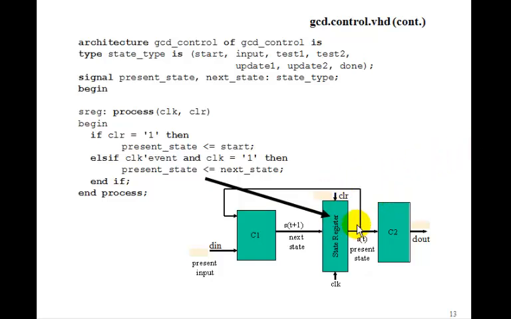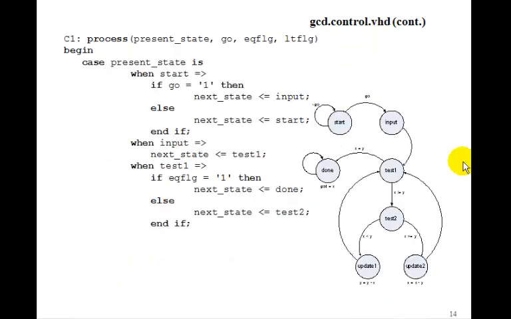So here's our Moore machine representation. The states are going to be start, input, test 1, test 2, update 1, update 2, and done. This is our usual state register, where on the rising edge of the clock, the present state gets the next state. And then we just go through the state diagram in the usual way.